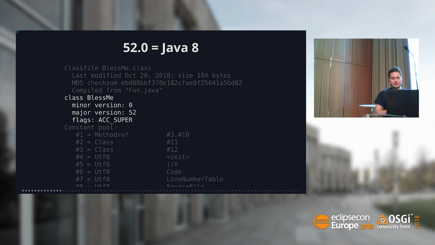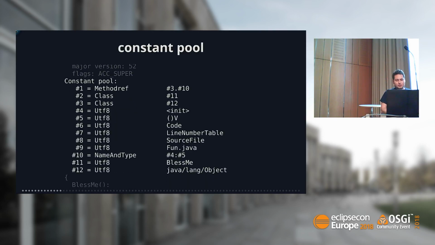It was compiled with javac 8 and targeting Java 8. So it has a major version 52. We can see a so-called constant pool. Constant pool is all the constants used in a class file, so that later instructions don't need to repeat the same strings, the same constants over and over again. They can just point to a number in the constant pool. We won't focus on the constant pool on later slides.